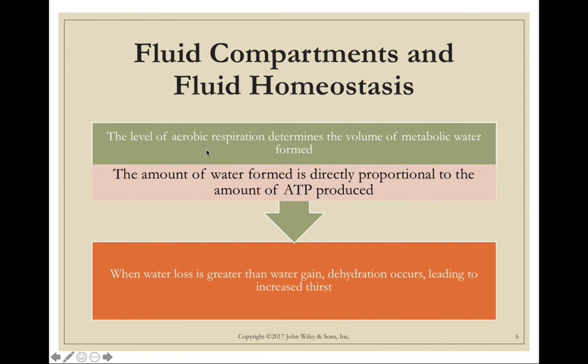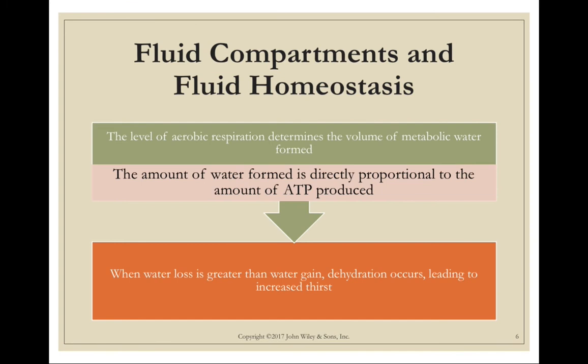As I mentioned just a second ago, this slide is going to talk very briefly about our metabolic water. Specifically, our level of aerobic respiration is going to determine the amount of metabolic water that's formed. We state that the specific amount of metabolic water that's formed is directly proportional to the amount of ATP produced. And the reason that we say this is because ATP formation requires oxygen, and that oxygen is used to form water from the electrons that are coming out of the electron transport chain. So we can actually calculate how much metabolic water is formed based on the amount of ATP that is produced. The higher the rate of metabolism, the higher our rate of metabolic water that is formed.